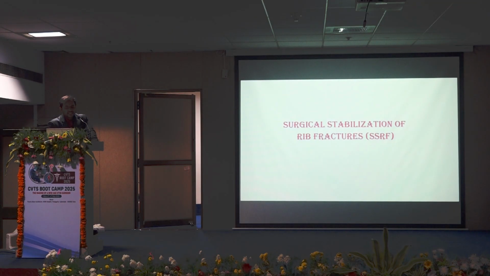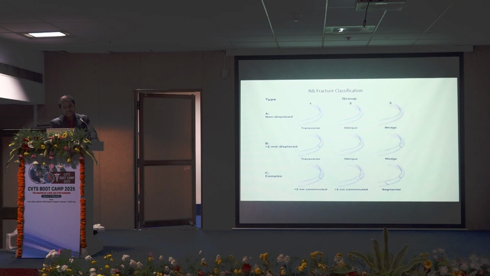Coming to the surgical stabilization of rib fractures. This is the classification of rib fractures. There are types A, B, and C. Type A includes all the types, transverse, oblique, and wedge, but it is not displaced. In type B, there is minimal displacement of the fracture segments. In C, there is a complex, severe displacement of fracture segments. So more commonly, type B and type C rib fractures are the ones which we usually fix.